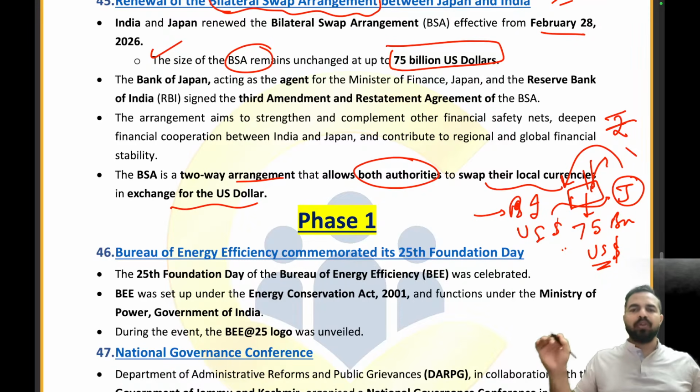So you are only required to remember that the bilateral swap arrangement has been renewed between the two countries. What are the two countries? India and Japan. What is the amount? 75 billion US dollars. Clear, everyone?